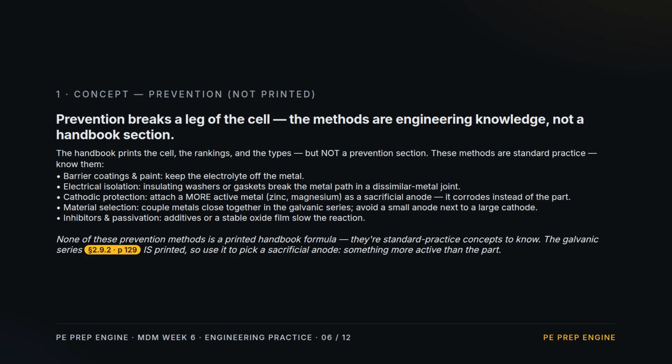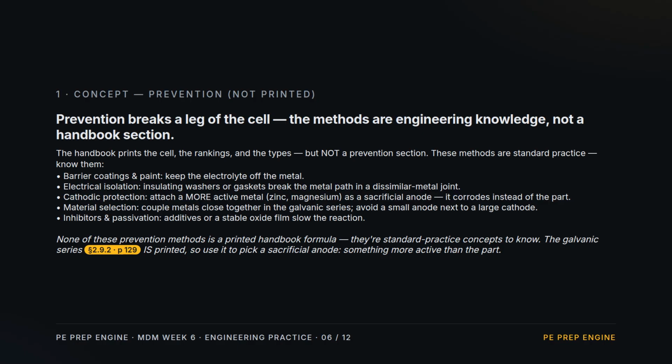Concept 5. Prevention. And these methods are concepts to know. The handbook gives you the cell, the rankings, and the types, but it prints no prevention section. So carry these methods in your head. Every one of them breaks a leg of the corrosion cell.